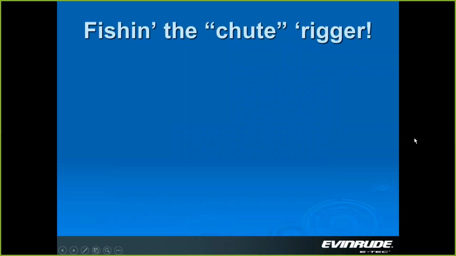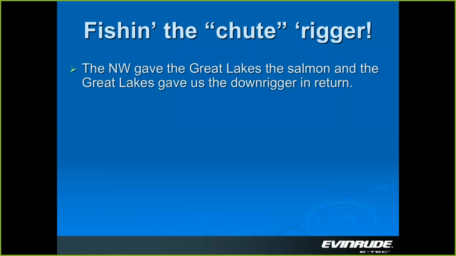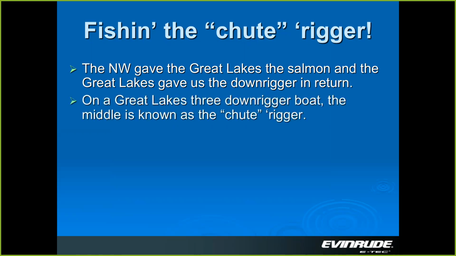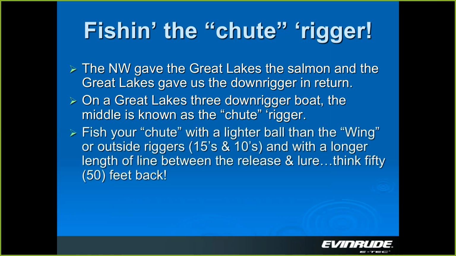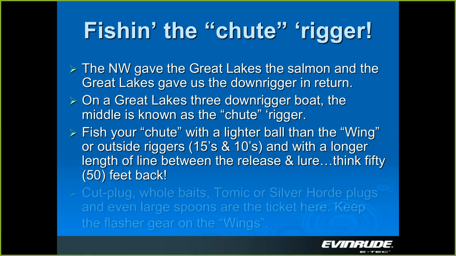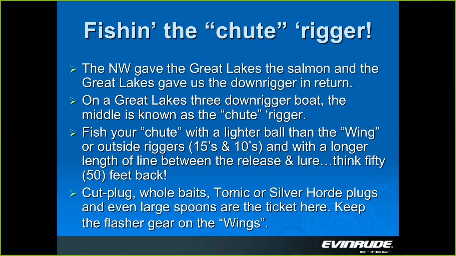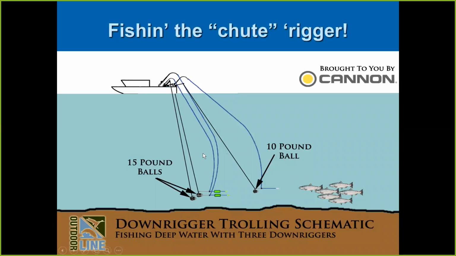You know, the Great Lakes region actually gave us the downrigger for the gratitude for us sending eggs back to the Great Lakes. And so they still have a bit to teach us with regard to downrigger techniques. One of the things is fishing that middle or chute rigger. I like to fish that rigger with a lighter ball and keep my wings or outsides with heavier balls on, 15s on the outside, 10s down the middle, and then put a plug or a whole bait 50 feet behind the boat. And that way I'm separating my gear not only spatially but temporally.